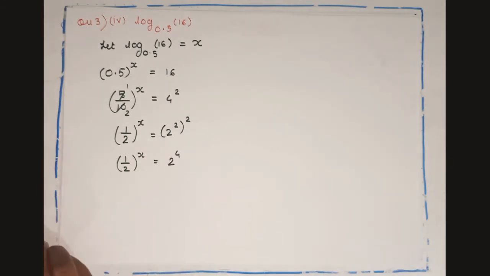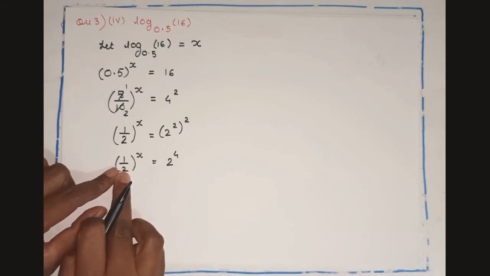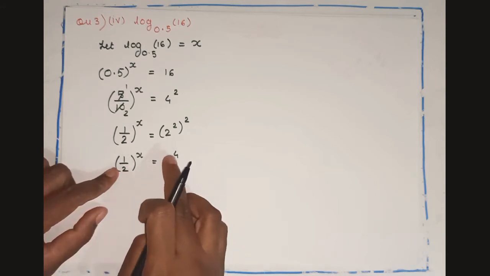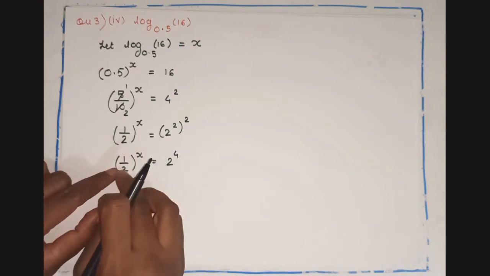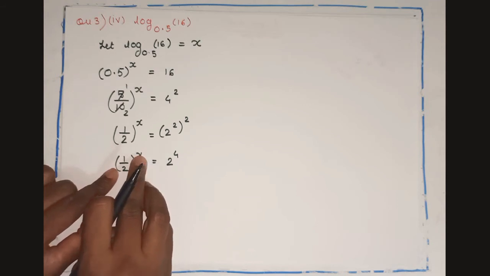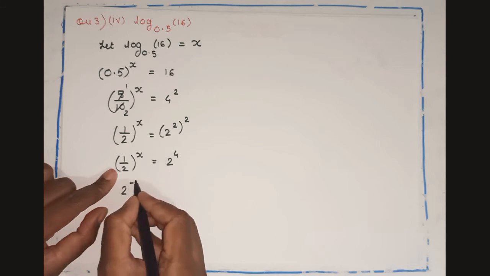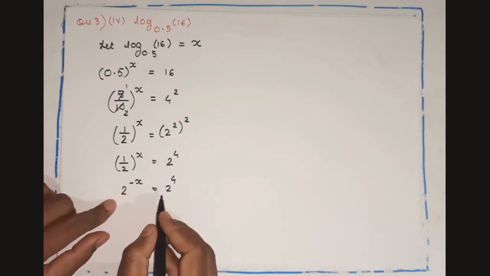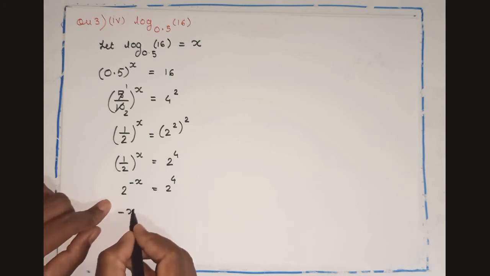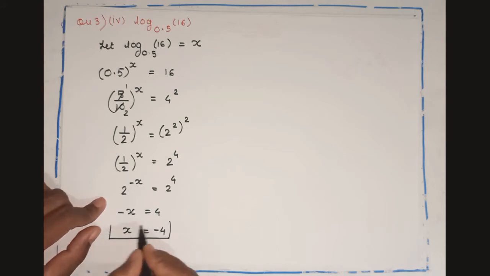Now if you see here, 2 and 2 are there, but here 2 is in the denominator. Either you will have to convert it into half, or convert this into 2. If I make it reciprocal, this x will become minus x. So this will be 2 to the power minus x equals 2 to the power 4. From this, what do we come to know? That minus x equals 4, means x equals minus 4, which is your answer.